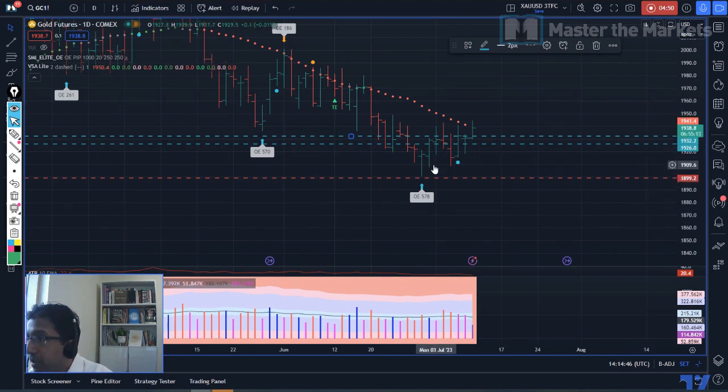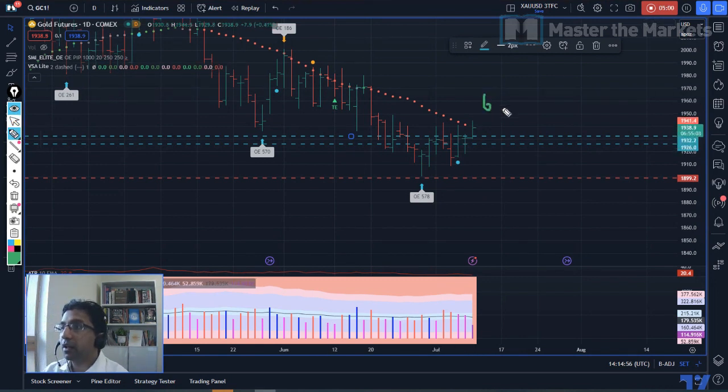Let me just tell you exactly. So in terms of this number here is 1926, and this one here, the close 1932. So we had a 6 point advantage on the gold in terms of entering it much earlier.